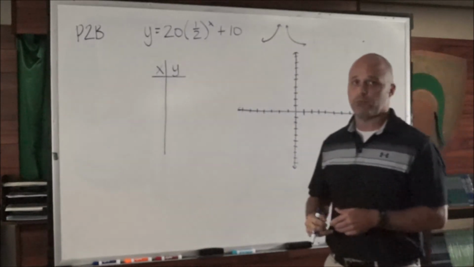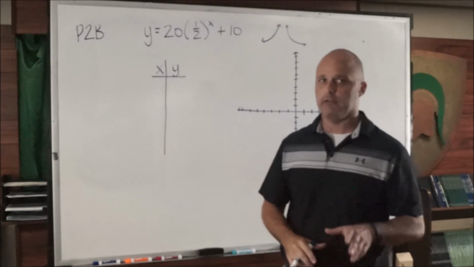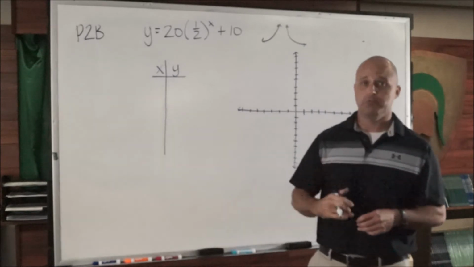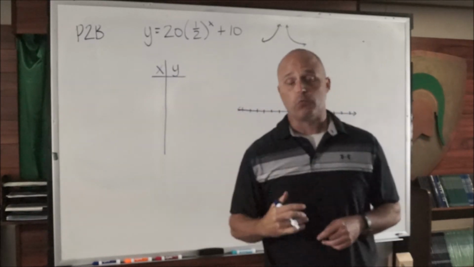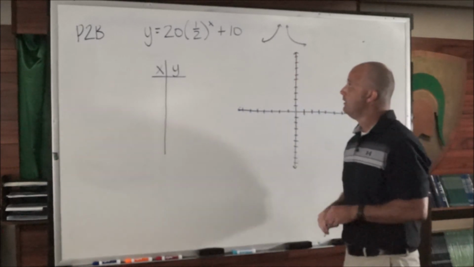The a value is 20, so we know that it's going to be stretched a lot. It's not going to be reflected though because it is positive. Then this 10 tells us that we're going to move up or down. We're going to move up 10 units from where the parent function would have been.